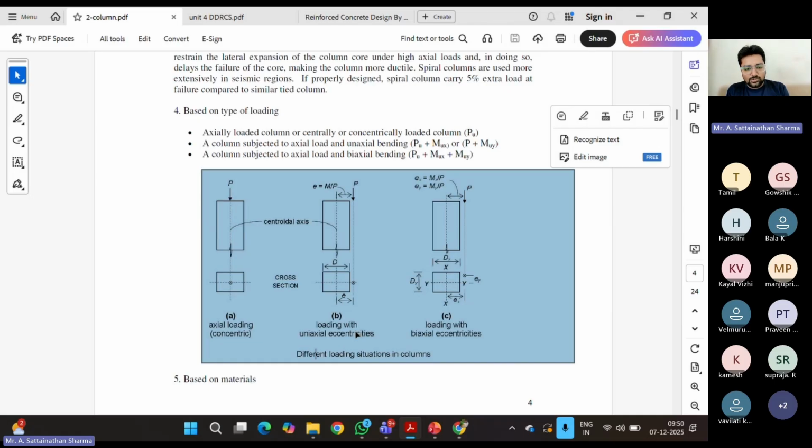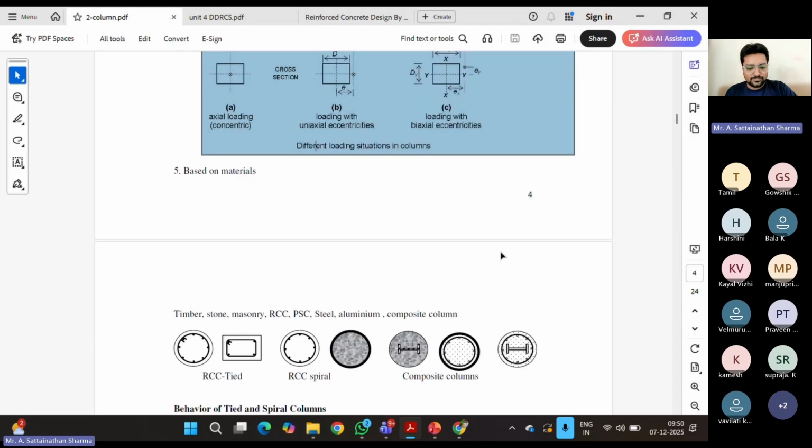Because of the distance, I will get a moment. You know what the moment is? Load into perpendicular distance. So load and distance create a moment in addition to the loading. So uniaxial compression loading, or compression type, so uniaxial bending. Then if the load is acting along both the axes, that is, the load is not concentric or central with respect to both the axes, then we'll call it biaxial. This is another type: axial, uniaxial and biaxial column.